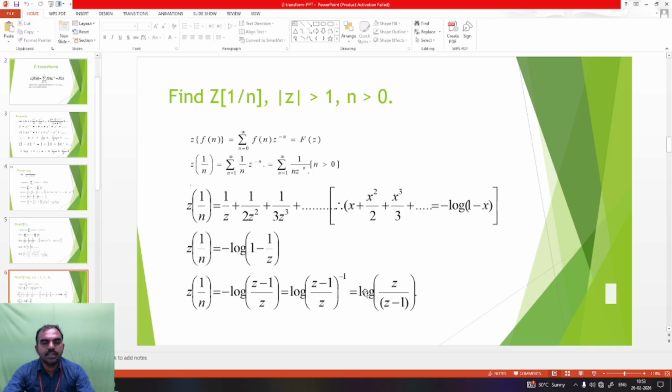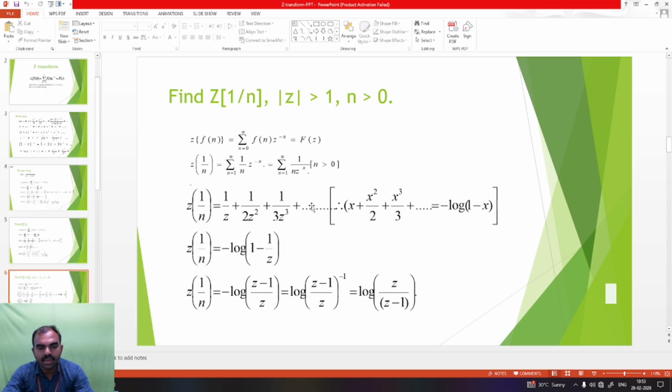Next, to find z of 1 by n, where modulus of z is greater than 1 and n is greater than 0. Write the formula z of f of n, summation of n equal to 0 to infinity f of n z power minus n, that is our f of z. Here what is our f of n? 1 by n. So 1 by n z power minus n, z power minus n goes to the denominator. So 1 by n z power plus n. Now apply n value 1, what do we get? 1 by n value 1, z power 1. So 1 by z plus n value 2, 1 by 2 z square. Next n value 3, 1 by 3 z cube and so on.